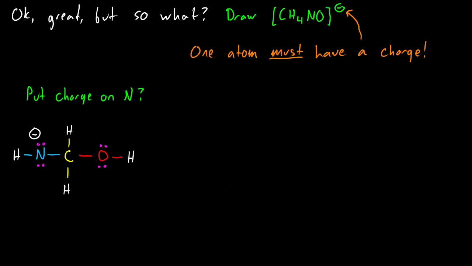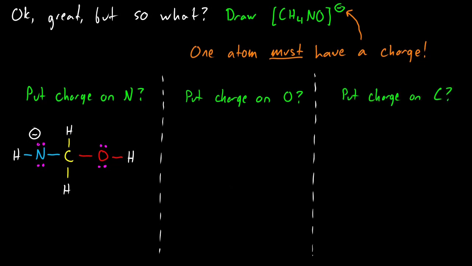Now what I'd like you to do is practice this. Use this same process to assume that the charge is on the oxygen and that the charge is on the carbon, and see how that changes how you draw the Lewis structure. Assume we have the same skeleton, and assume there's no multiple bonds, but draw new structures by making those assumptions. Pause the video here, and then we'll check your work when you're done.